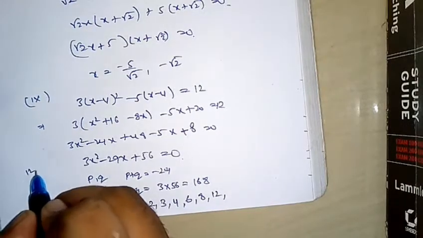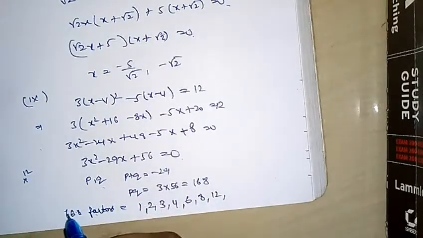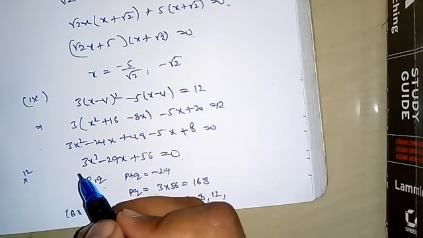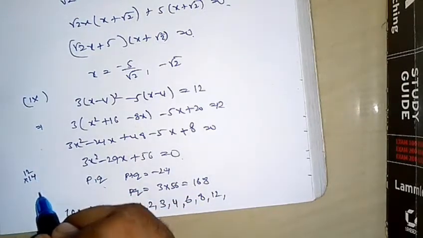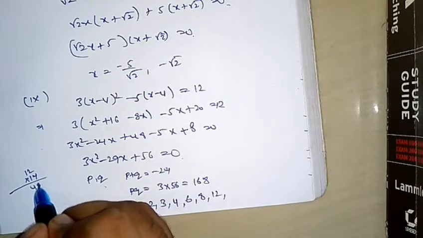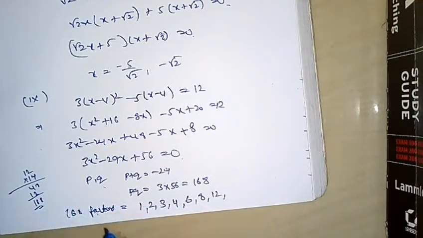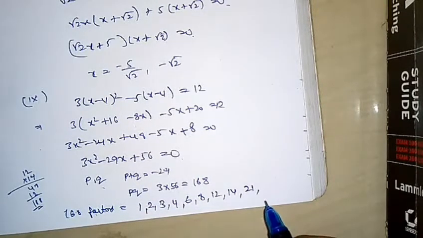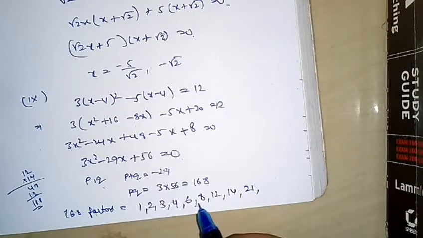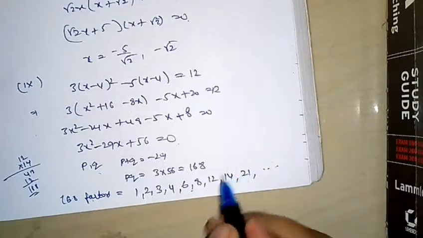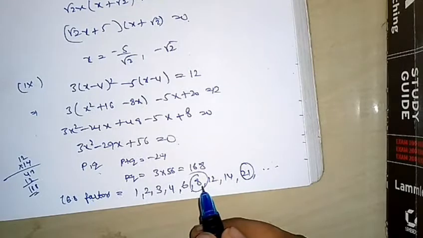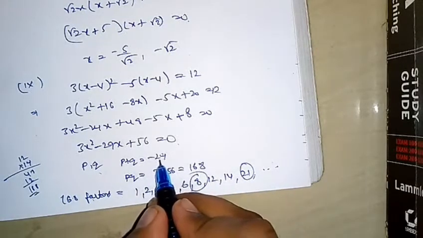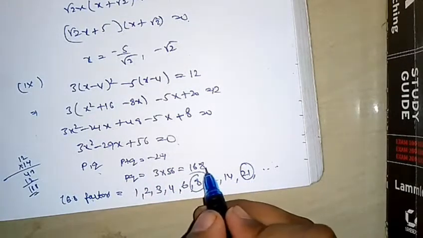12 into 6, no, not 6. 12 into 14. 12 4s are 48, and that goes, so it is 168. It goes with 14. 14 8s, 21. 21 8s are 168, and so on. If you observe, you can take 8 and 21. So minus 8 minus 21 is minus 29 and minus 8 into minus 21 is 168. So you can take 8 and 21.